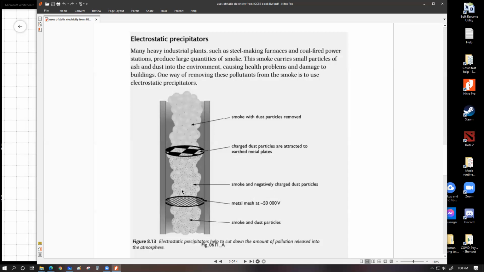Have a look at the third heading from the top. There are 5 headings, so have a look at the very middle heading. It says, smoke and negatively charged dust particle. So you need to understand that both the smoke and the dust particles are negatively charged. As the smoke particles get close to the earth metal plate, they become neutralized, but they do not get attached because they are so light that the push from the bottom pushes them out. But the dust particles, being so heavy and so large, become discharged and get stuck with these metal plates.